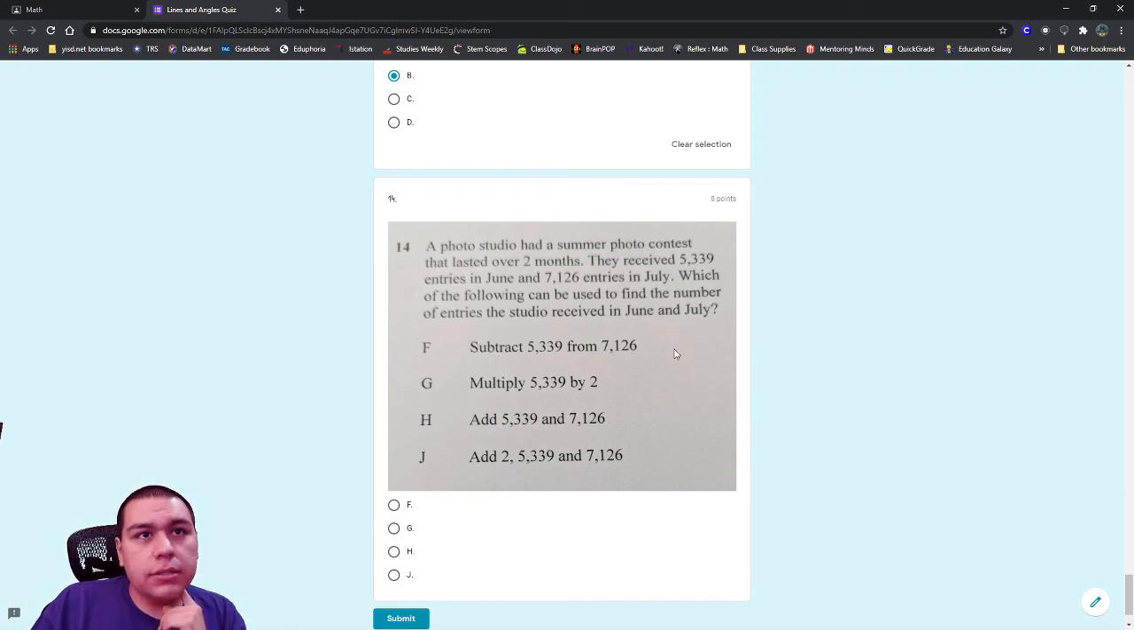So let's look at my answer choices. F says to subtract. No. G says to multiply. No. H says to add. Right? And J says to add. Okay, I'm down to 2. Well, I can't pick 2 answer choices. I have to look a little more carefully at H and at J. H says to add 5,339. That was one of my numbers. 7,126. It's the other number.